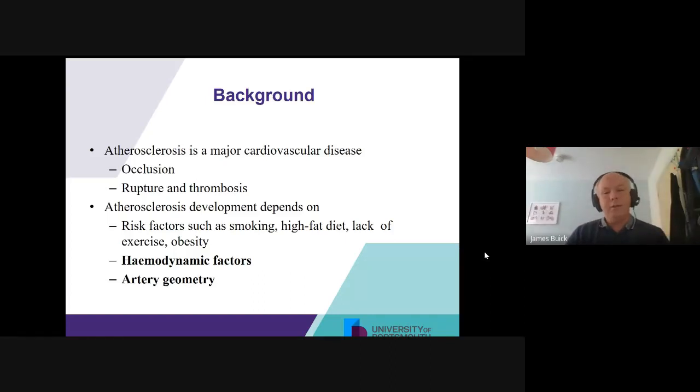Now, the development of atherosclerosis depends on many factors. There's a lot of well-known risk factors, things like smoking, high-fat diet, lack of exercise, obesity. But it also depends on the hemodynamic factors, the wall velocity, the wall shear stress, and also on the geometry and the shape of the artery. I've highlighted them in bold, not because they're necessarily the most important factors, but they're the factors that we're able to look at in the presentation today.